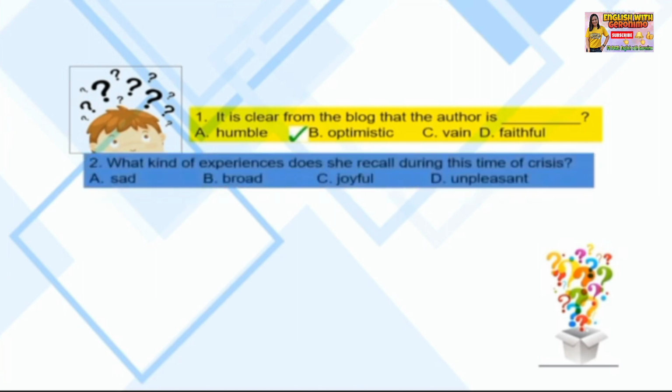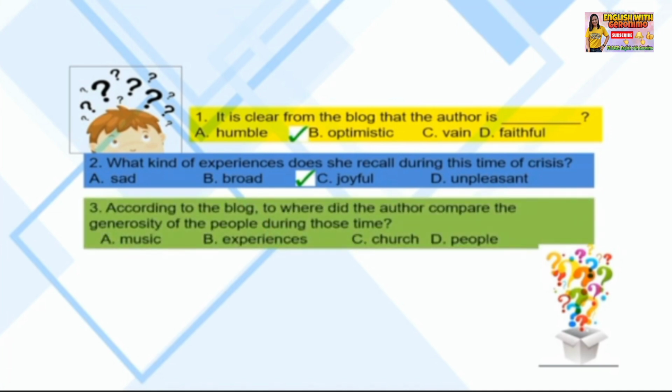Number 2. What kind of experiences does she recall during this time of crisis? A. Sad, B. Broad, C. Joyful, D. Unpleasant. Yes, the author recalls her joyful experiences. Now let's move to the next number.